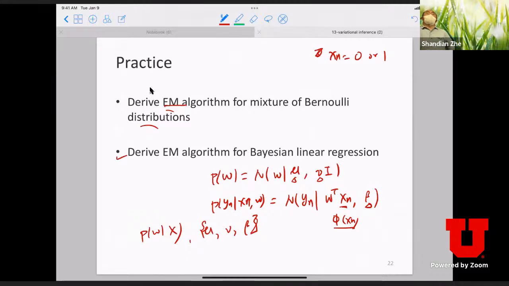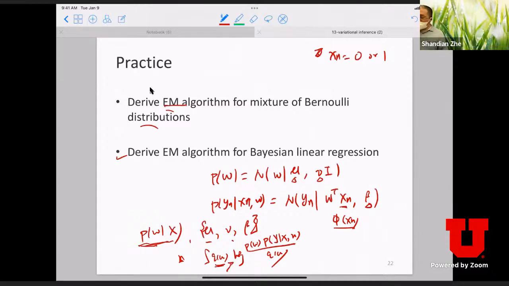We can use the EM algorithm. In each step, given the current mu, V, and beta, we derive the posterior distribution of W, which is Gaussian. We have shown that before. Then you plug this posterior into our model's evidence lower bound, which will be something like log of P of W and P of Y given X given W, divided by Q of W. You plug in Q of W, which is the current posterior, into this lower bound.